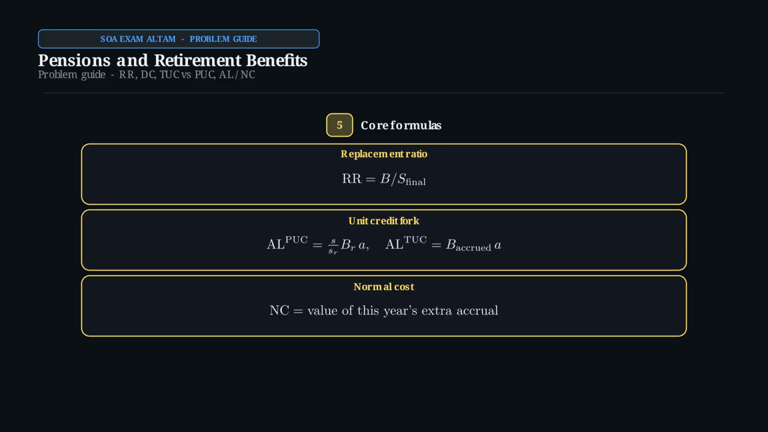Replacement ratio is the annual pension over the stated salary, often final salary. A DC contribution rate solves the accumulation that buys the remaining replacement. Projected unit credit takes the projected benefit at retirement, prorates by service, and values it. Traditional unit credit uses the benefit already accrued on current pay. Normal cost is the value of one more year of accrual on the same factors.